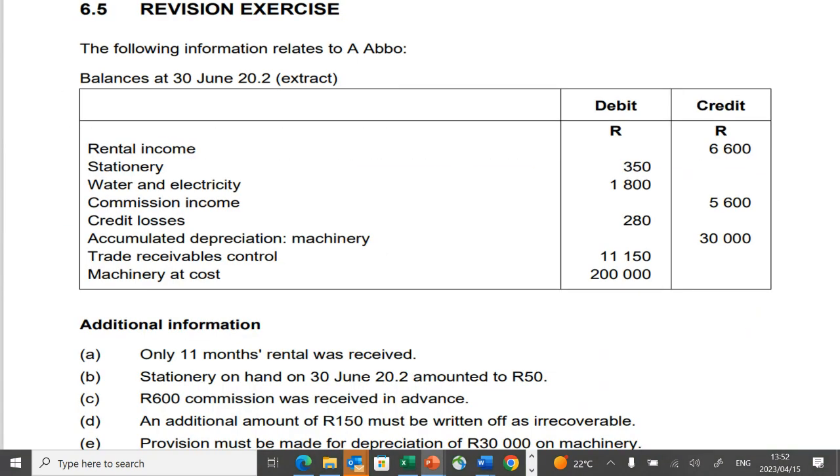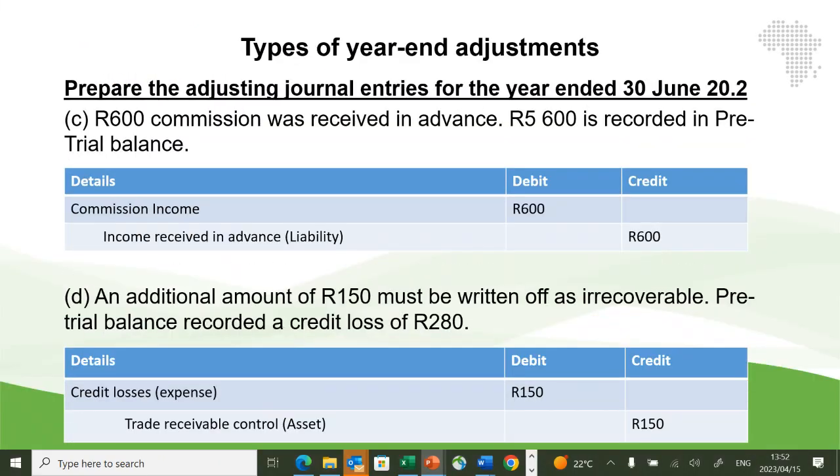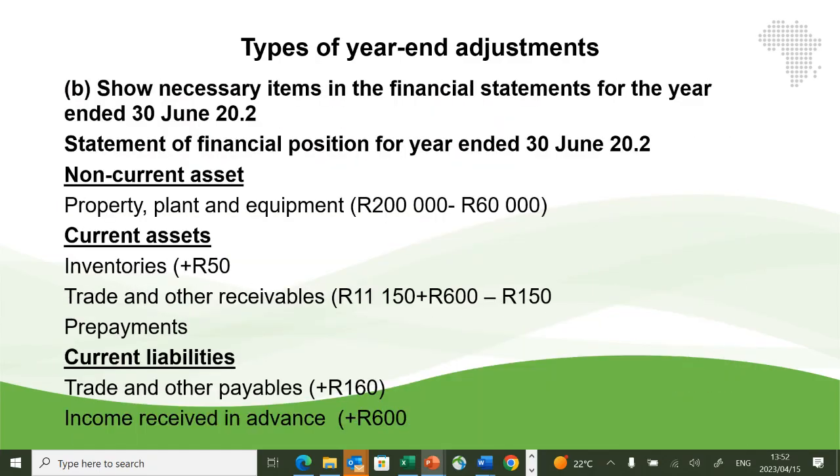And under trade and other receivables, let's go back a bit. Trade and other receivables, you were told here that trade receivable control is how much? It's 11,150. So then you come here, you put that 11,150, and we also need to add what? We are adding what? 600.